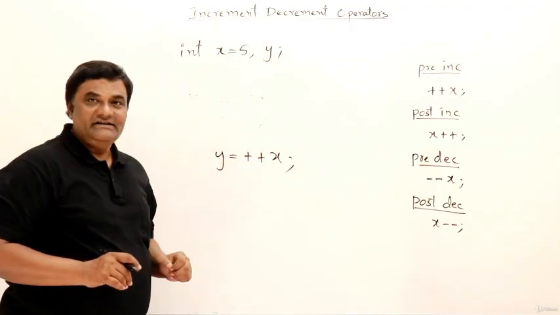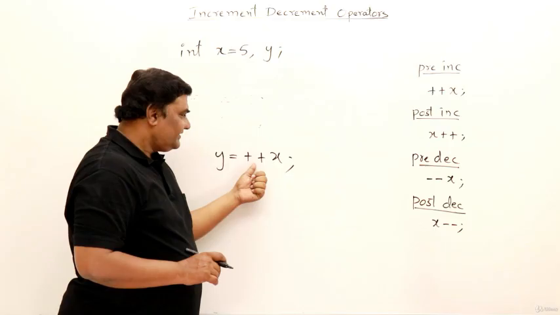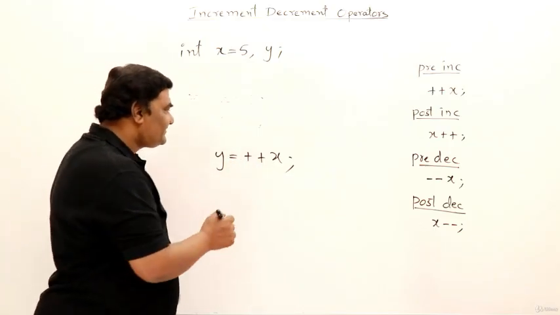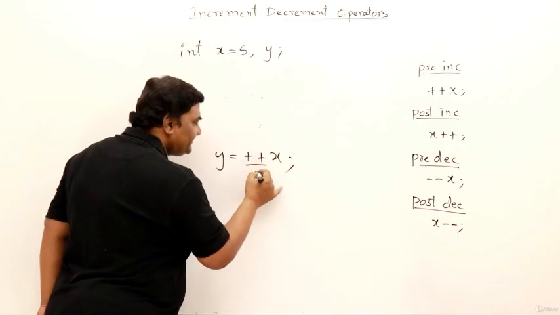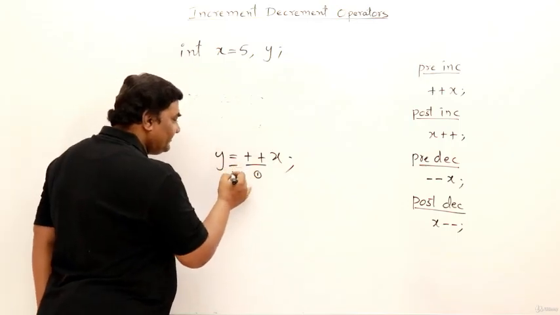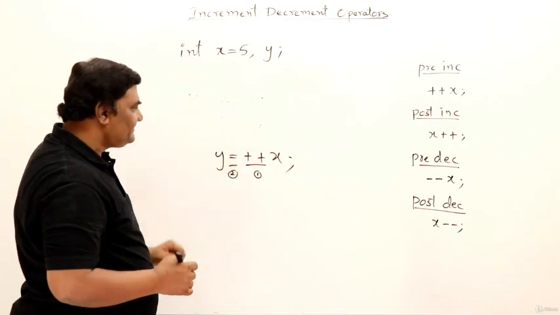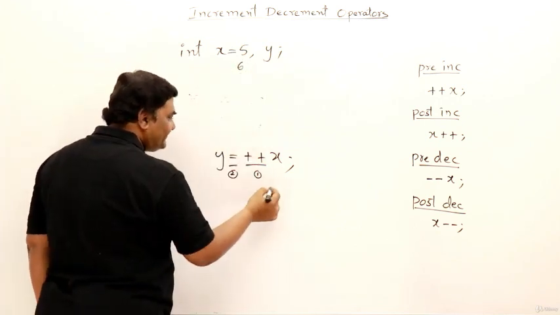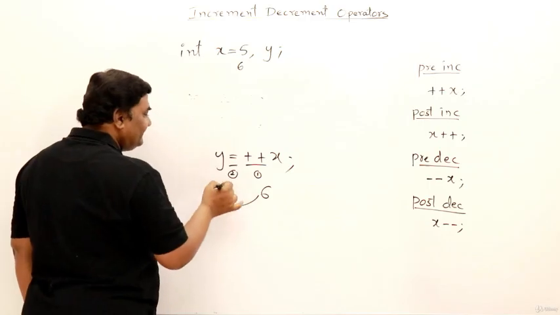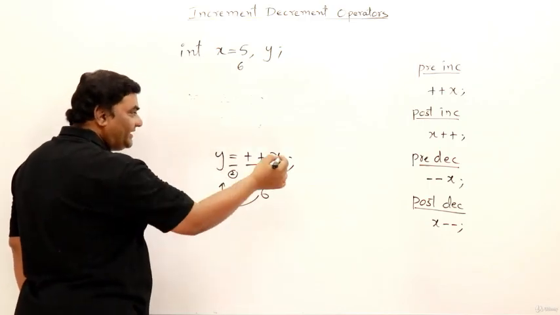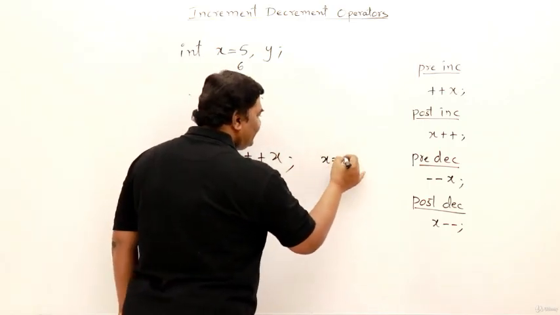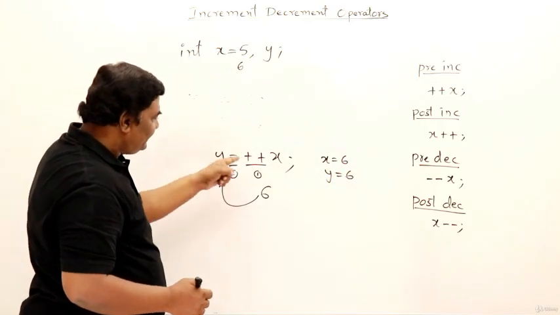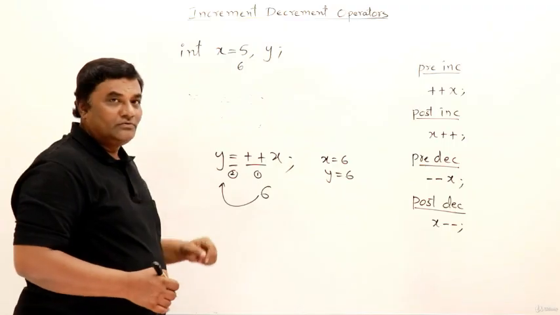There are two operations here. One is increment, the other one is assignment. So which has to be done first? First the increment has to be done, then second, the assignment has to be done. Increment is done means this x becomes 6, and 6 is stored in y. So after this, if you print the result, then x is also 6 and y is also 6. So this means first increment the value, then assign it to y.